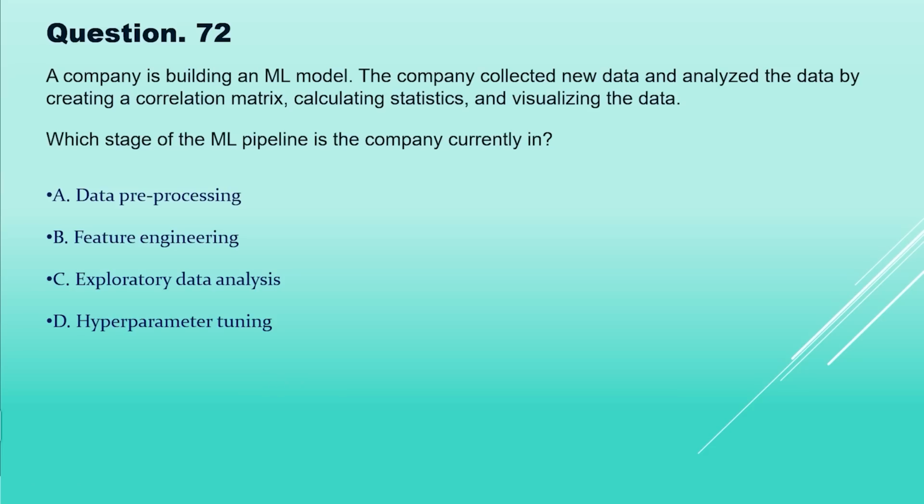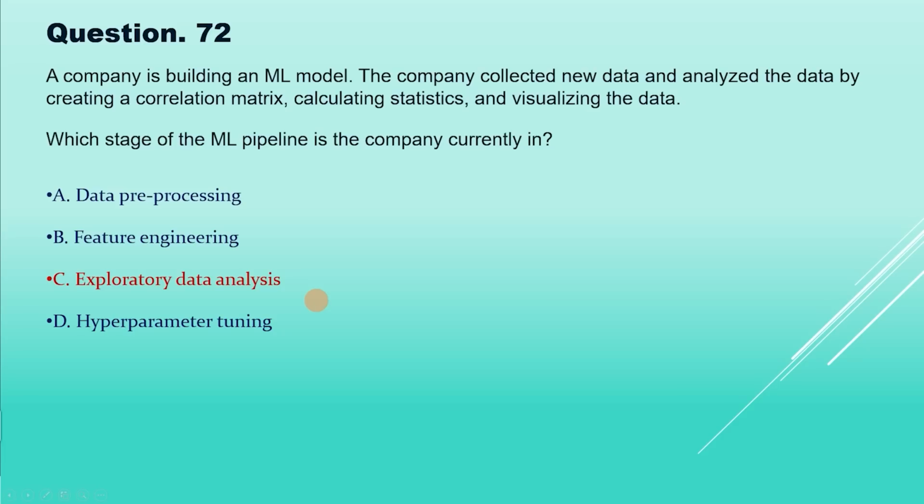So the correct answer here will be option C, exploratory data analysis. Because exploratory data analysis, that is also called EDA, is a process of analyzing and visualizing the data to understand its characteristics and identify patterns, relationships and anomalies. And the company is performing actions like creating a correlation matrix, calculating statistics and visualizing data, all of which are typical activities in EDA, that is exploratory data analysis. So the correct answer here will be option C.